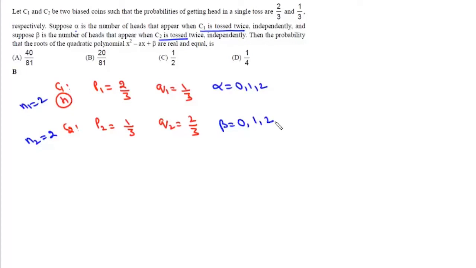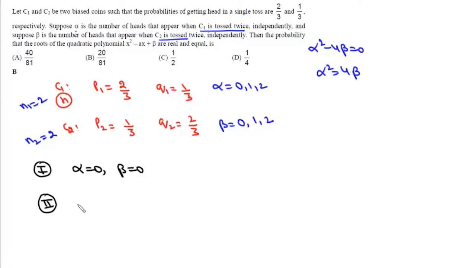Now it says, find the probability that the roots of the quadratic polynomial x square plus alpha x plus beta are real and equal. Now roots will be equal if alpha square minus 4 beta equals 0, or alpha square equals 4 beta. Now we have two cases. Case 1, when alpha is 0 and beta is 0, and the second case, when beta is 1 and alpha is 2. So these are the only two ways possible in which the roots of this quadratic polynomial will be real and equal.